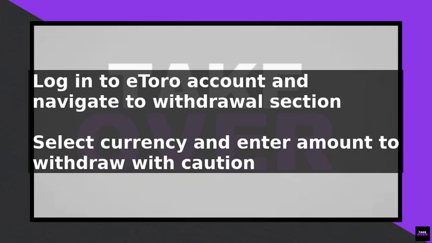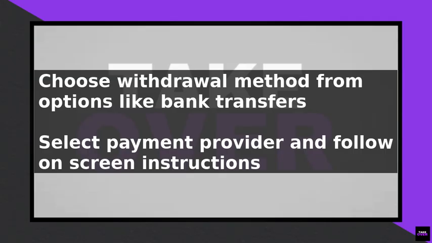Make sure to check the minimum withdrawal amount, as this can vary depending on the currency and your account type. You should also be aware of any fees associated with withdrawals, as these can eat into your profits. After entering the amount, you will need to select your withdrawal method. Etoro offers a range of options, including bank transfers, PayPal, and other payment providers. Choose the method that is most convenient for you and follow the on-screen instructions to complete the withdrawal process.